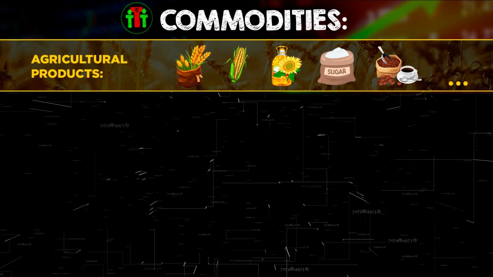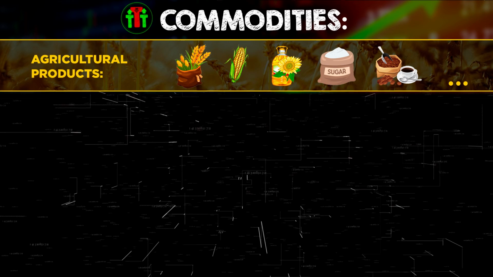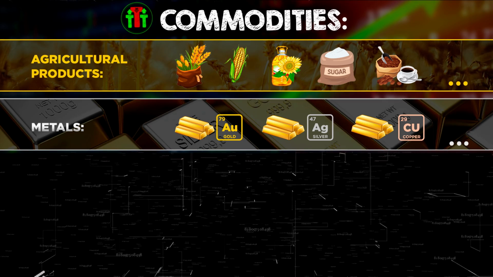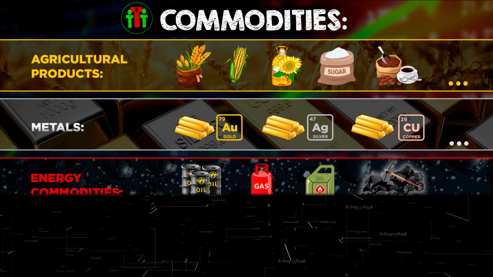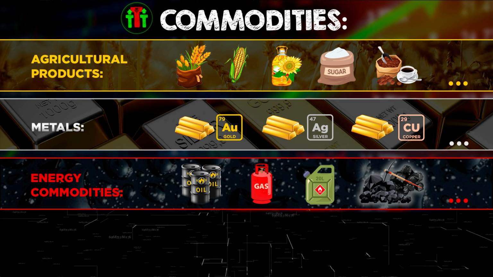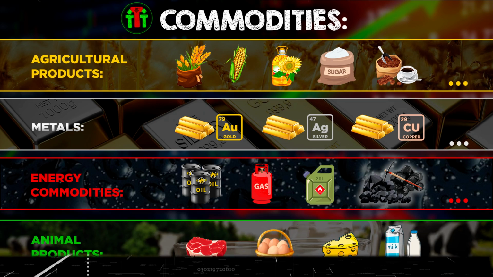And so there are four main types of commodities. The first is agriculture, which includes palm oil, grain, and so on and so forth. The next ones are metals, which include gold, silver, copper, etc. And then there is energy, which includes crude oil, gas, and so on and so forth. And the last one is animal products.